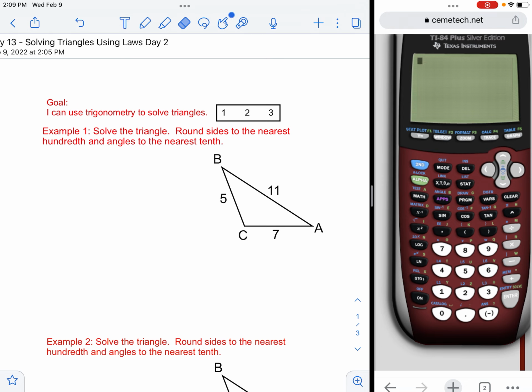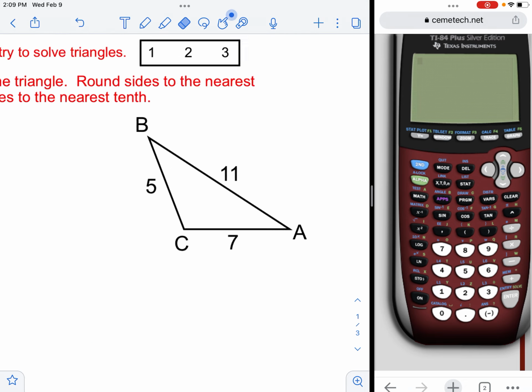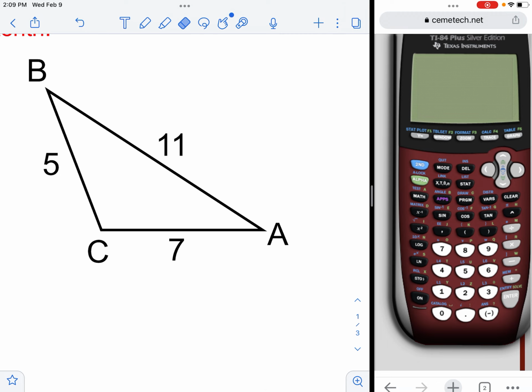Example 1 says, solve the triangle, round sides to the nearest hundredth and angles to the nearest tenth. So first, let's look at this oblique triangle here. I have 3 sides that were given to me, so I have side, side, side. Whenever I have side, side, side, I'm using the law of cosines.